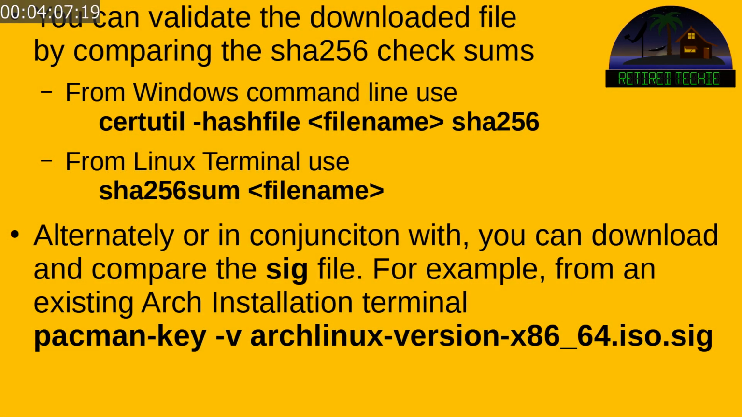Now that you've downloaded your Arch ISO, you can go ahead and validate it. There are a couple of ways to do this. If you are on a Windows computer, you can use the certutil utility with the -hashfile option. If you're on Linux, you can just use the sha256sum with a file name. Both these are done from the command line. There are also GUI alternatives. You can look around and find some.